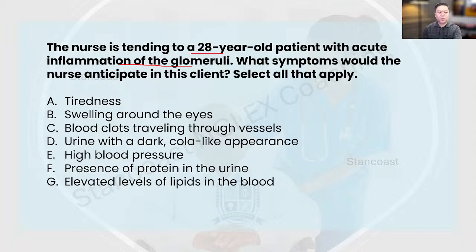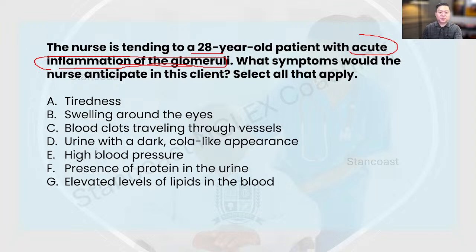Again, is it tiredness, swelling around the eyes? Is it blood clots traveling through the vessels? Is it urine with a dark cola-like appearance, or high blood pressure, presence of protein in the urine, or elevated lipids in the blood? Now pay close attention. We are talking about the inflammation of the glomeruli. Acute inflammation. Okay? I want you to think ahead. So what are the symptoms of this patient?